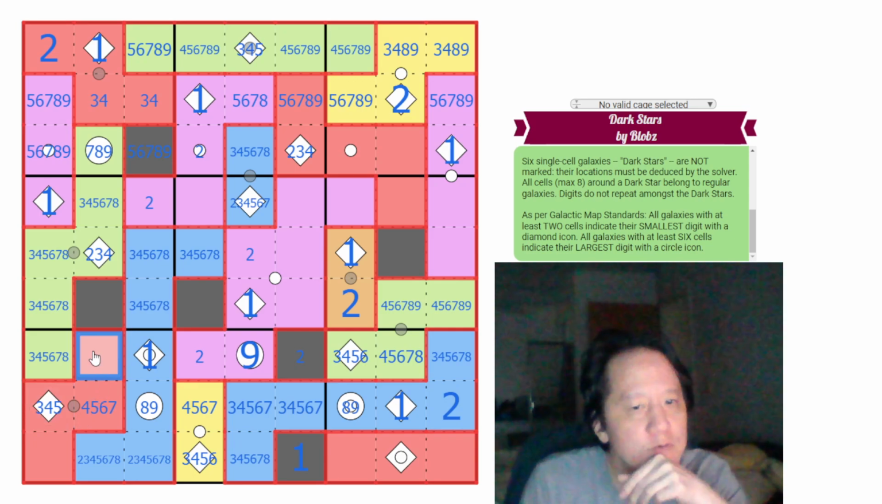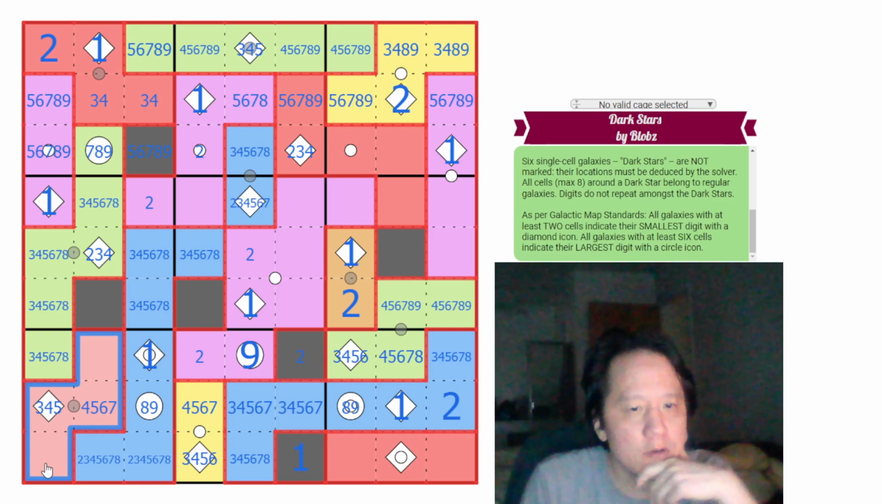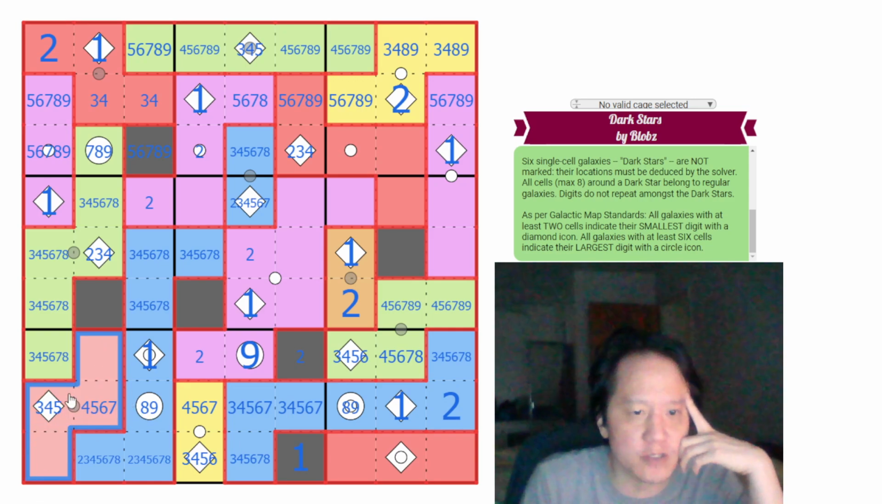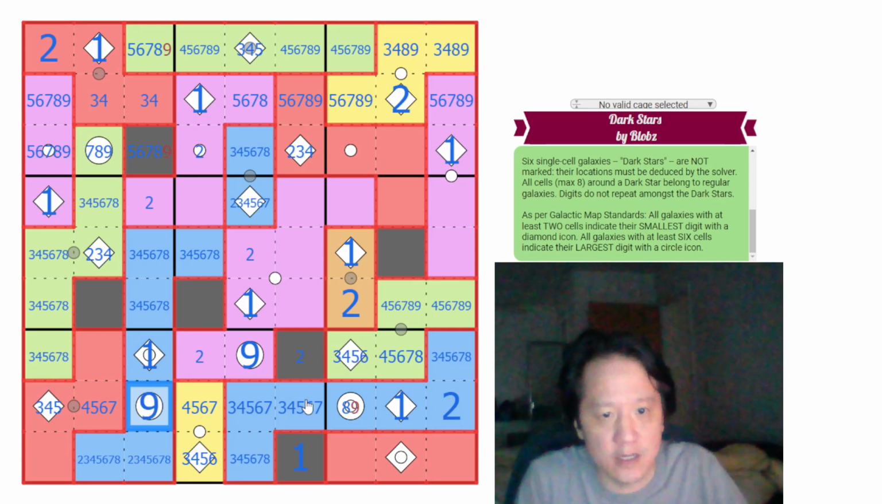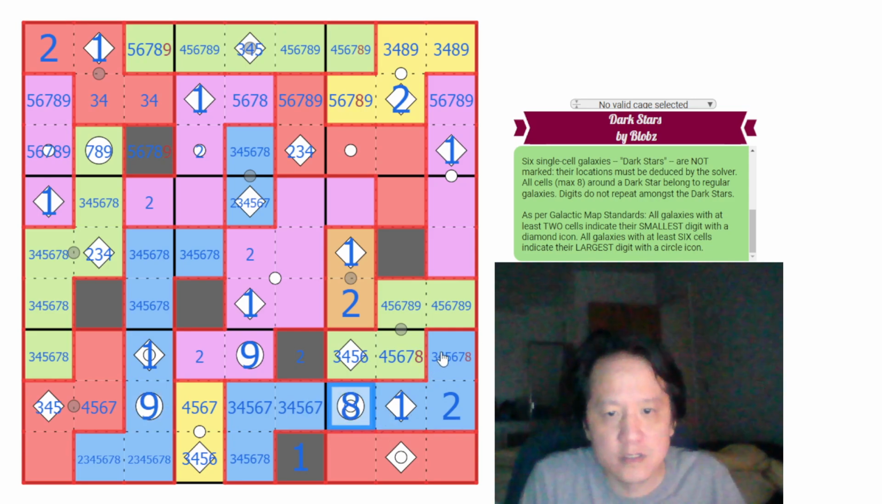Right, there is no 9 here. There's no 9 here because this is at most 5, 6, 7, 8. And this can't be 9. So this has to be the 9. So this is 9. This is 8.